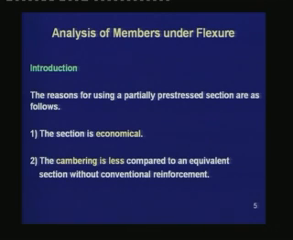Second, the cambering is less compared to an equivalent section without conventional reinforcement. We had seen earlier that when the prestress is transferred to a beam, then the beam tends to deflect upwards. That is called camber. This camber is large for beams with higher prestress. For a partially prestressed section, this camber is lower, and hence any effect of cracking due to camber is reduced in a partially prestressed section.